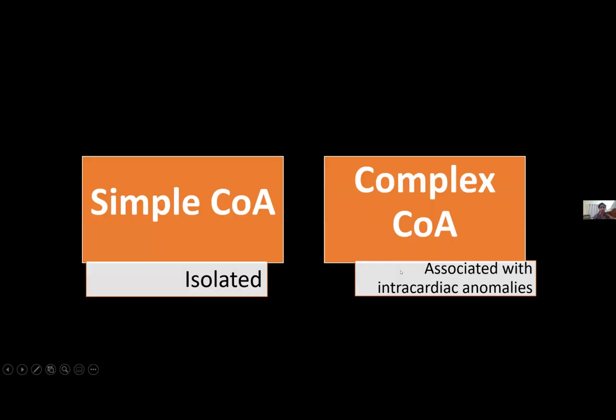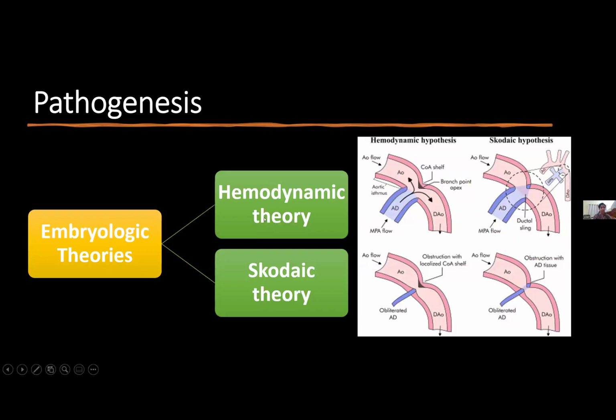It can be simple if it is isolated, and it can be complex when it is associated with other intracardiac anomalies. The two major theories involved in the development of the coarctation of aorta are the hemodynamic theory, which says that the reduced fetal blood flow leads to the underdevelopment of the aortic arch, resulting in coarctation. According to the Skoda hypothesis, the ectopic tissue of the ductus muscle will extend into the adjacent aortic wall, and following the ductal closure after birth, the contraction of this tissue leads to the narrowing of the aortic isthmus, predisposing to coarctation.